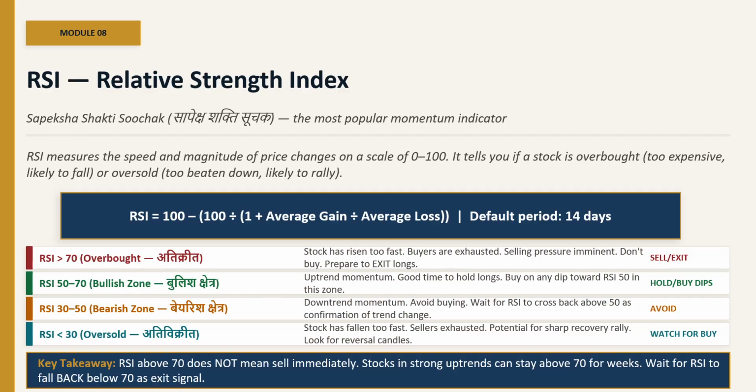RSI below 30. Oversold zone. The stock has fallen too fast. Sellers are exhausted. Look for reversal candles and support confluence to enter a long trade.